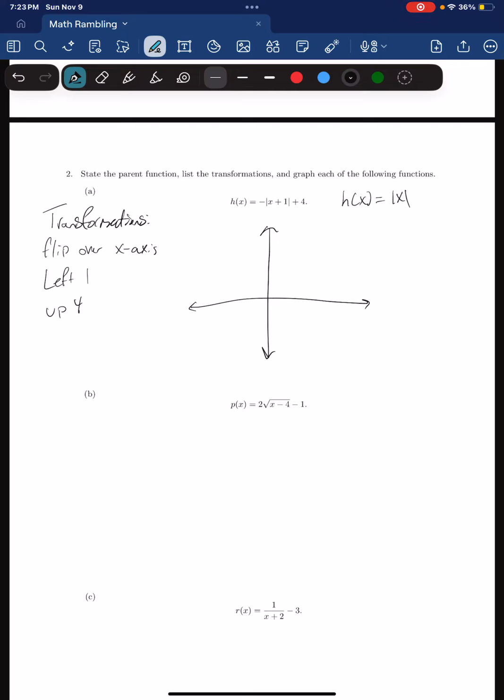I will graph the parent function in black, and then I'll graph this one in red. So let's see, the parent function would look like that. Absolute value of x. And now, this parent function, we're going to flip it. I'll graph each step. So I'll graph this one in blue, this one in green, and then once we do them all, it'll be in red. All right, so flip over x-axis. Boom.